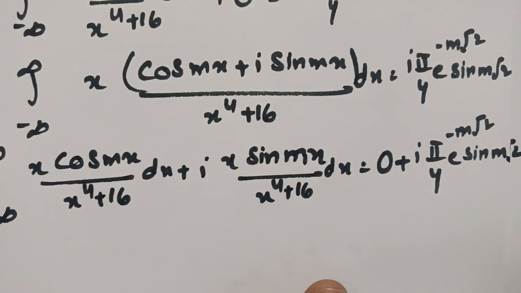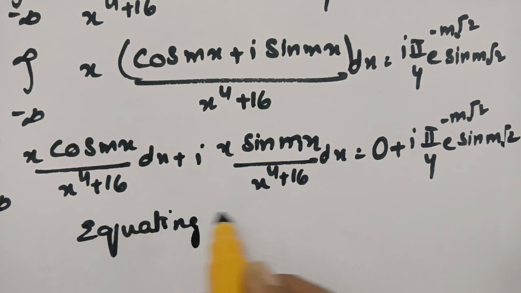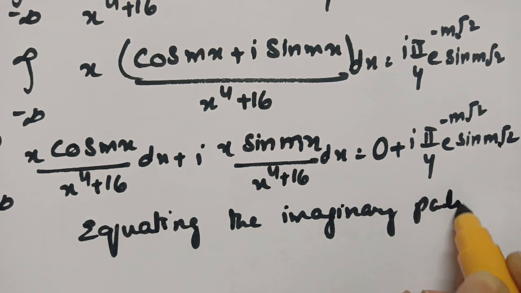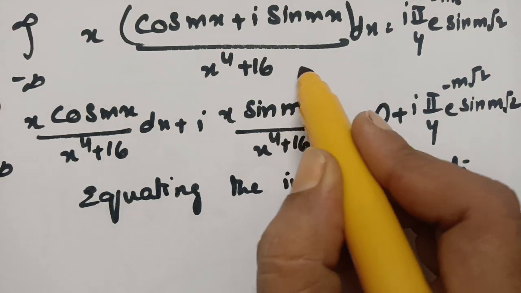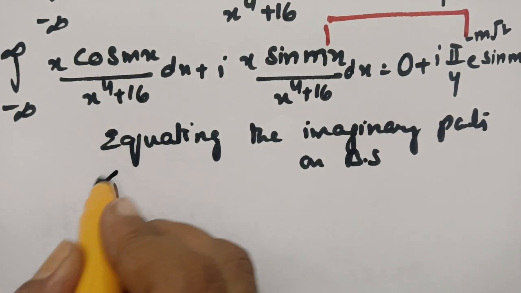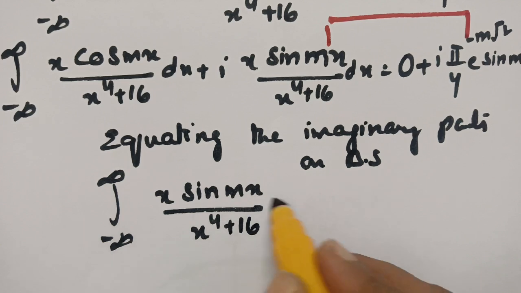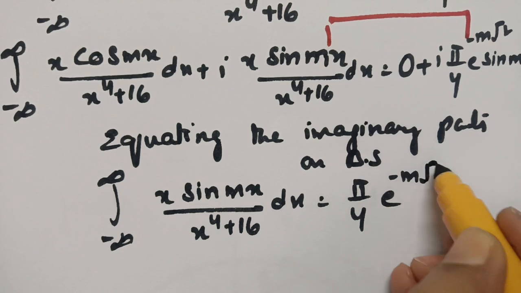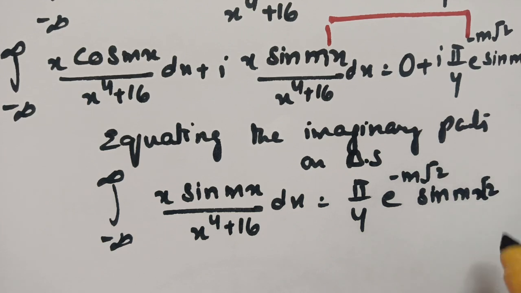Now equating the imaginary parts on both sides. So here these two are the imaginary parts. If I equate, then this will be the integral from minus infinity to plus infinity of x sine mx by x power 4 plus 16 dx, which is equal to pi by 4 times e power minus m root 2 into sine m root 2.